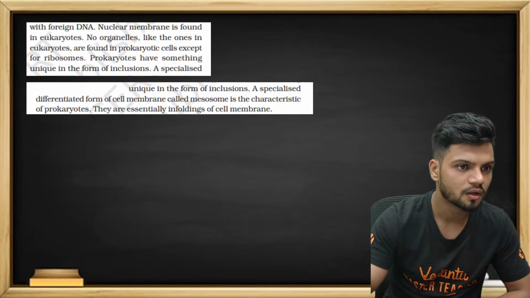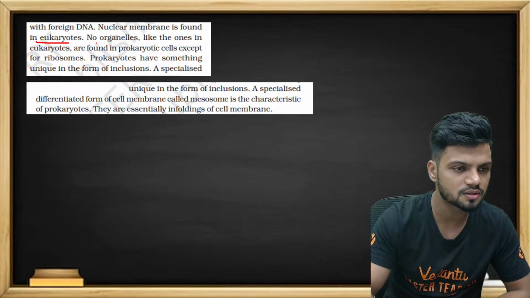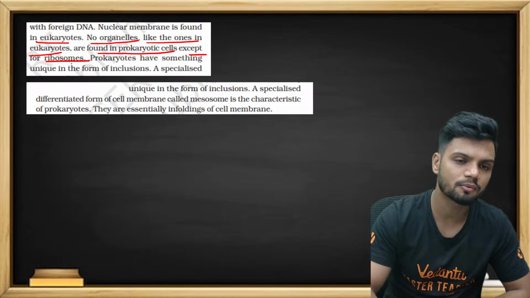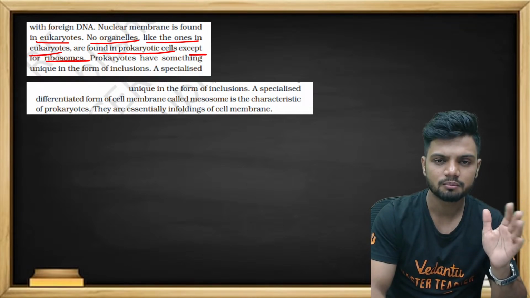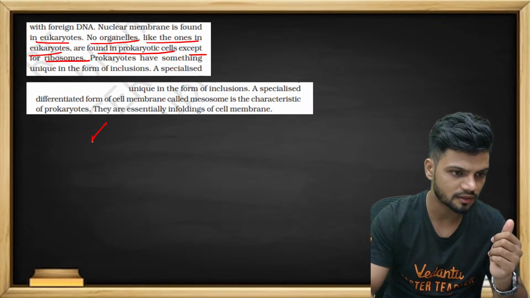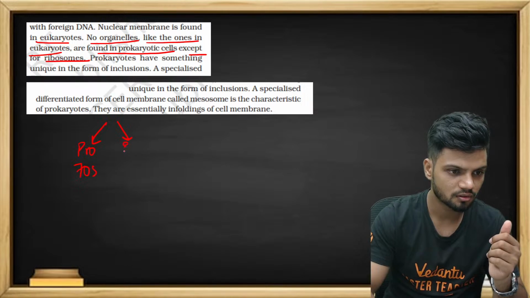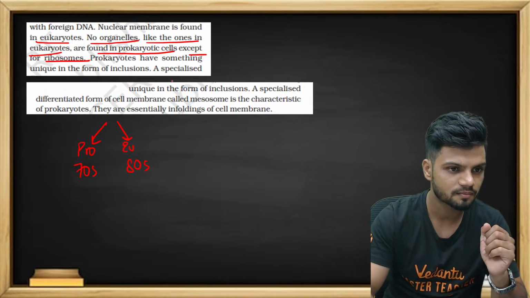Nuclear membrane is found in eukaryotes. No organelle like the ones in eukaryotes are found in prokaryotes except the ribosomes. Ribosomes are the same in eukaryotes and prokaryotes, no membrane bound. But in eukaryotes it is 80S, in prokaryotes it is 70S. Simple difference.